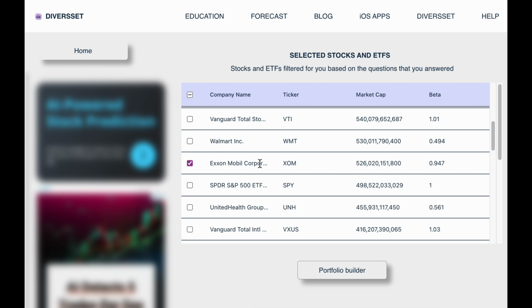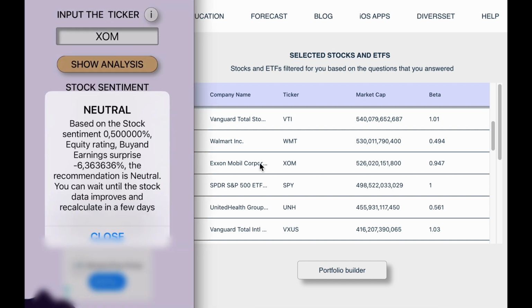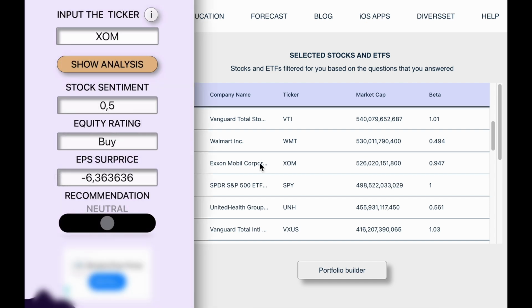The same we can do with the previous shares over here. Let's input the ticker XOM and then show analysis. And as you can see, in this case it gives a neutral recommendation. The company has a buy rating by analysts. Stock sentiment is 0.5. It means that the positive mentions are equal to negative mentions on social media.